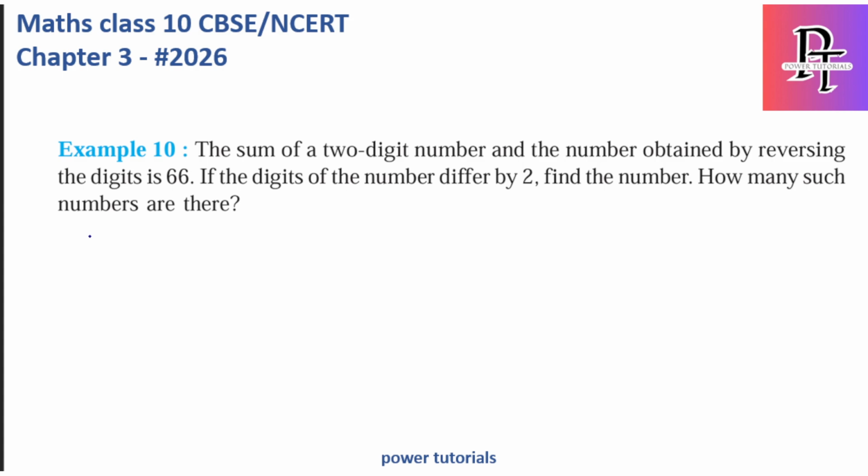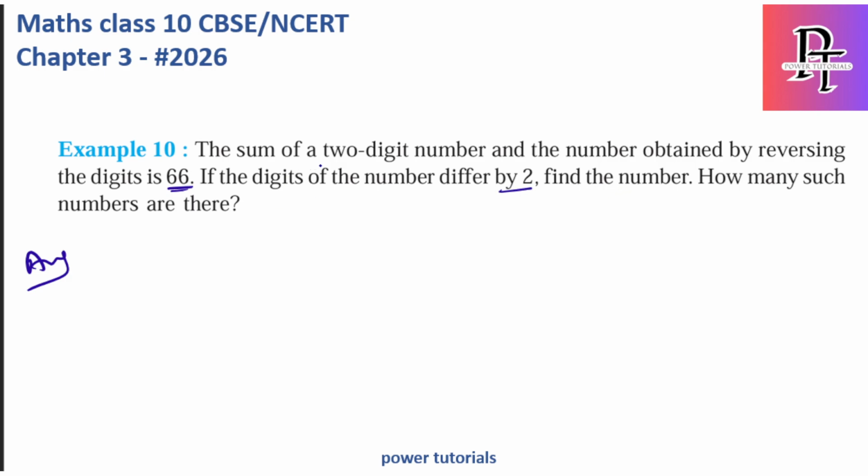Next, see the 10th example. So what is this question? Sum of a 2-digit number and the number obtained by reversing the digits is 66. If the digits of the number differ by 2, find the number and how many such numbers are there.